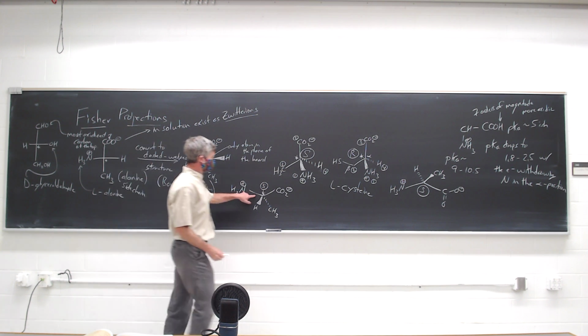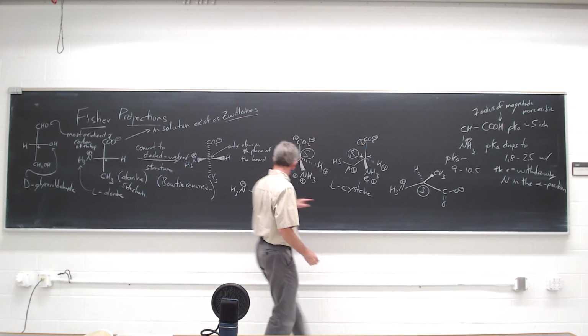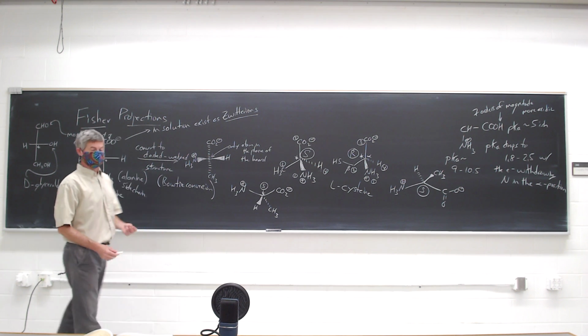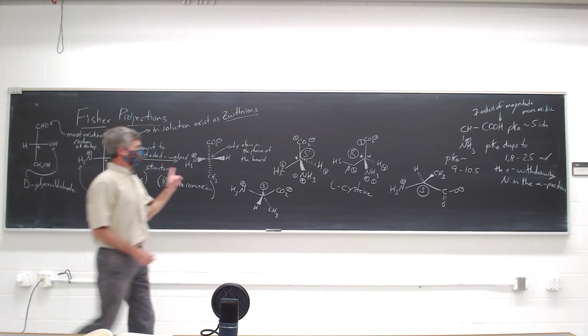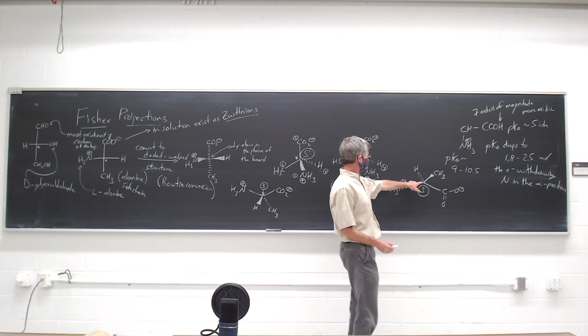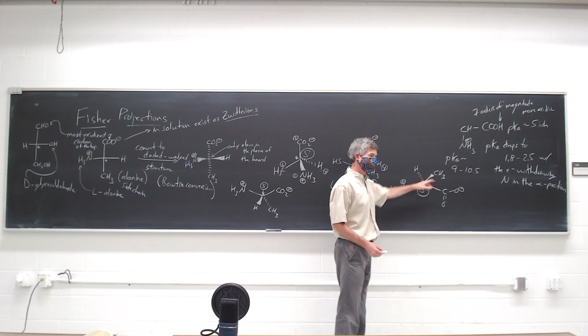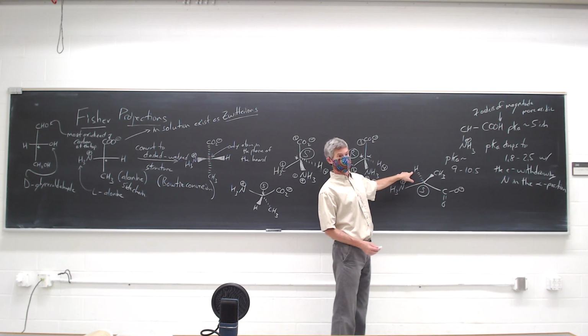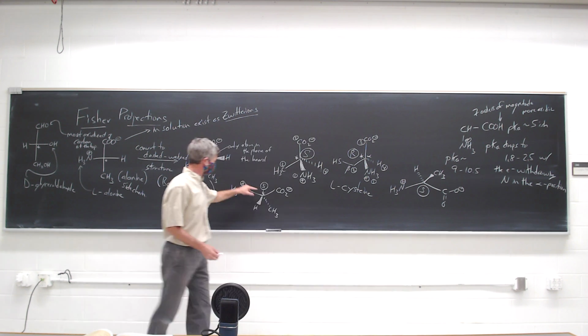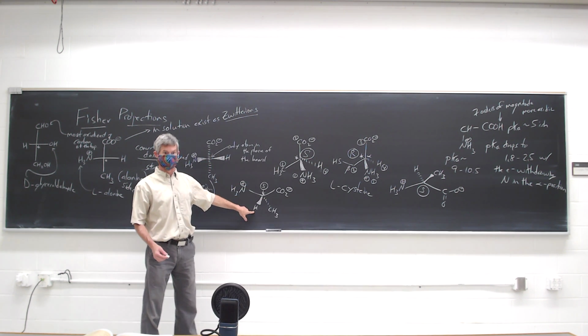So it's either this way or this way that I am in fact going to want to draw my amino acids. And you can see that if the vertex is pointing up, then the hydrogen is in the back. And if the vertex is pointing down, then the hydrogen is in the front.